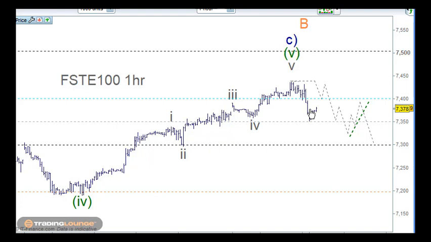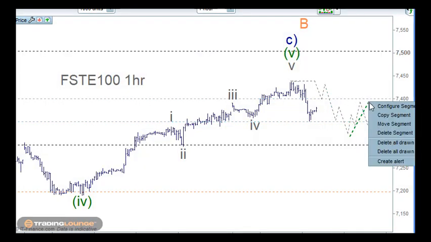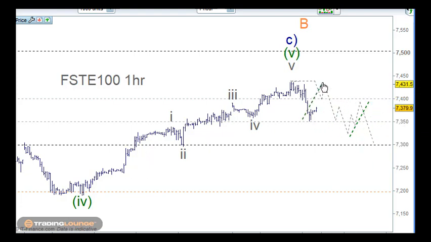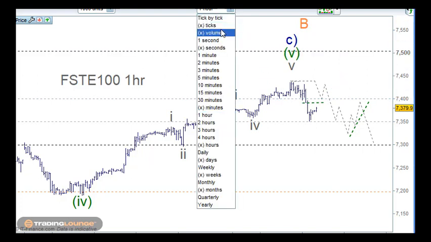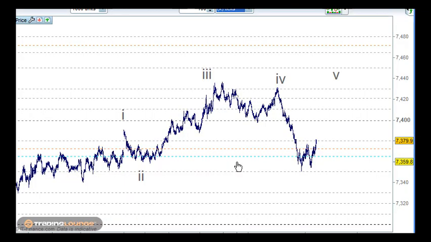Let me just save this. Just copy that. Let's just have a look at this on the tick chart for a moment. Let's just see where we are. Sorry, I should have done this already. Right. So I'll just borrow these.